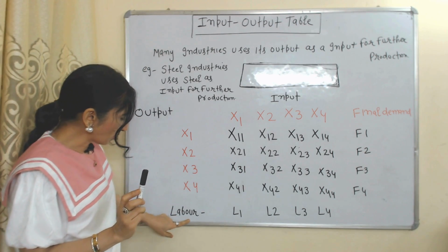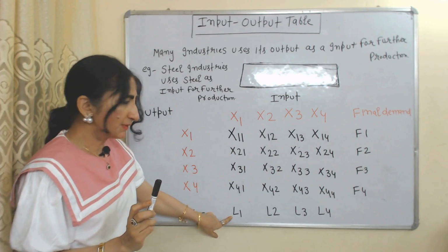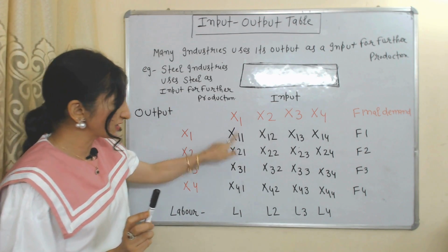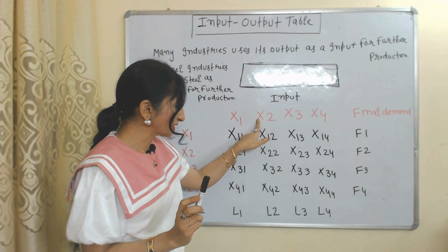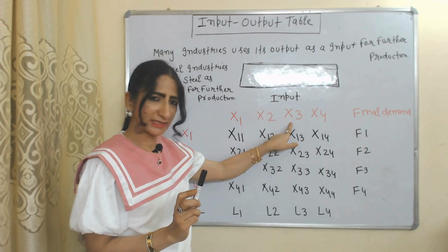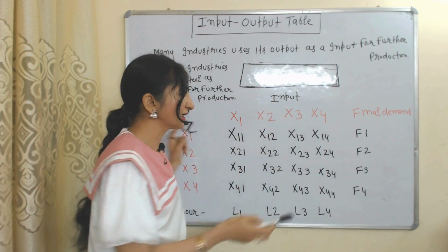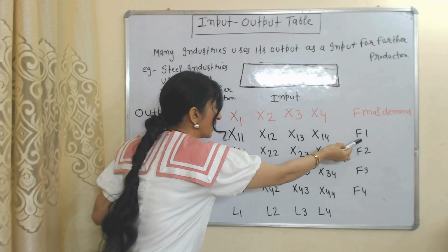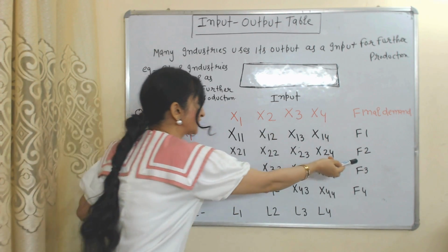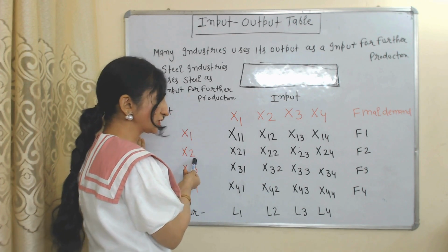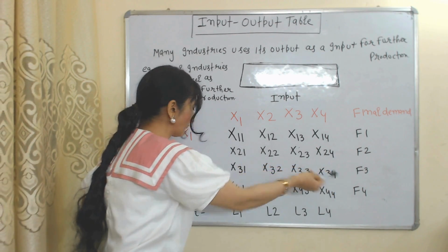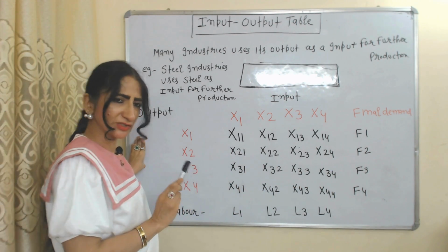So here we wrote labor. L1 labor belongs to the X1 industry, L2 belongs to the X2 industry, L3 belongs to the X3 industry, L4 belongs to the X4 industry. Similarly, here we wrote final demand. F1 belongs to the X1 industry, F2 belongs to the X2 industry. Similarly, F3, F4 belong to the X3 and X4 industries.